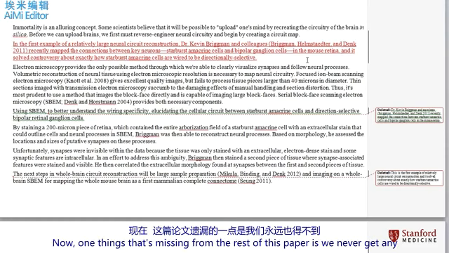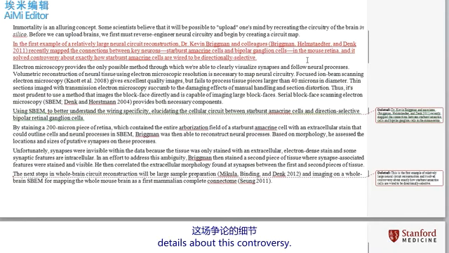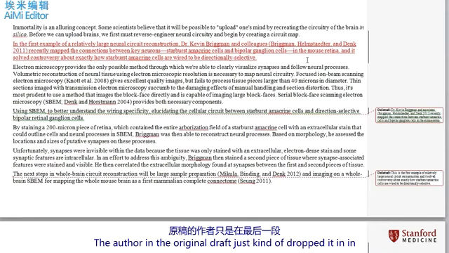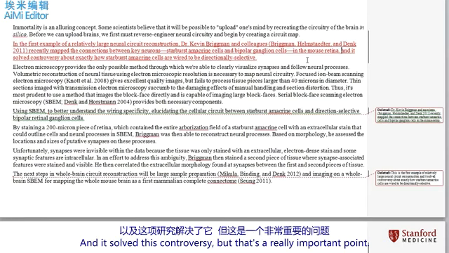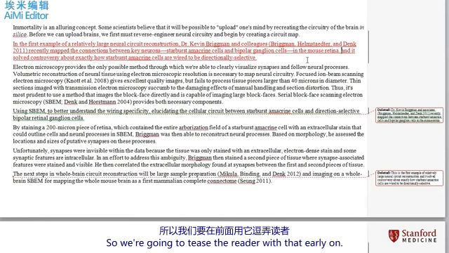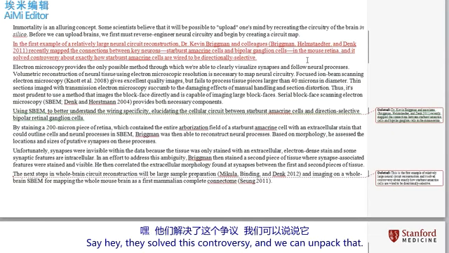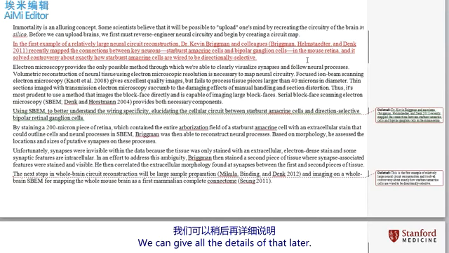Now, one thing that's missing from the rest of this paper is we never get any details about this controversy. The author in the original draft just kind of dropped it in the last paragraph, oh, and it solved this controversy. But that's a really important point. So we're going to tease the reader with that early on, say, hey, they solved this controversy, and we can unpack that. We can give all the details of that later.